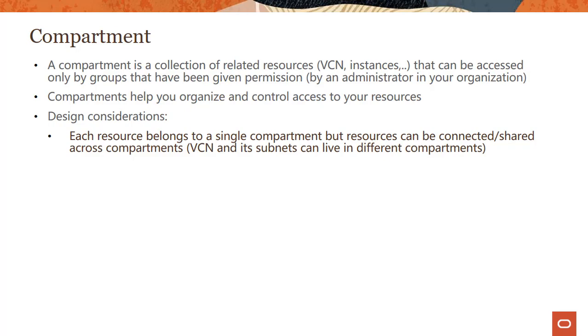So what are some of the design considerations? As we saw at the beginning of this lecture series, each resource belongs to a single compartment. So you cannot have a resource living in two compartments. It's a logical place where the resource lives. But resources can be connected and shared across compartments. So a VCN and the subnet, which is a component of the VCN, can actually live in different compartments.